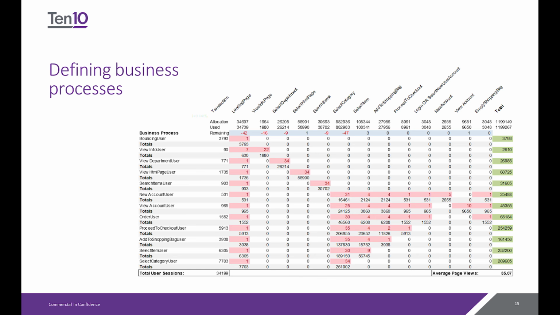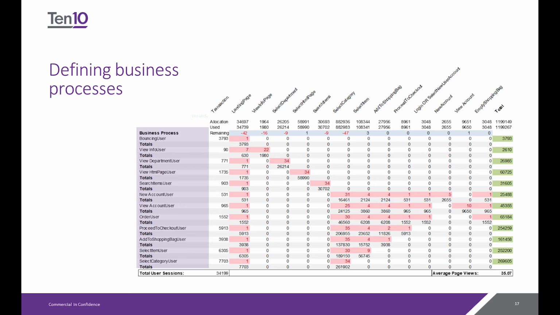Across the top, we have the different transactions. These are the individual atomic activities a user can perform on our application. These transaction types relate directly back to the analytics that we saw on the previous slide. Down the left-hand side, we have the business processes. We also call these user journeys, and we use the two terms interchangeably.